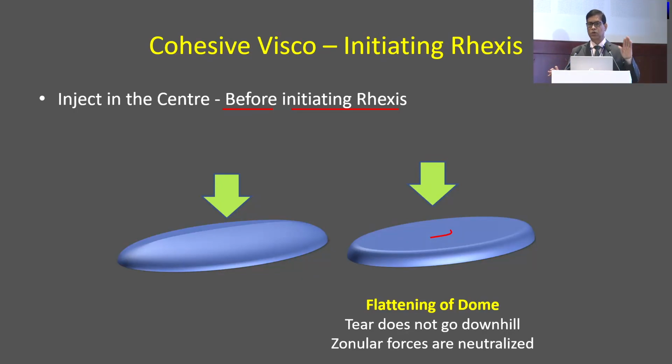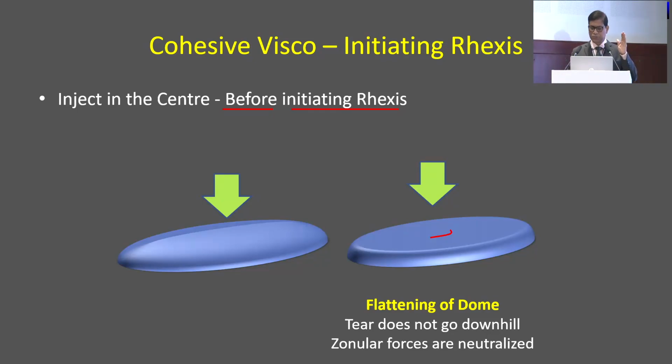If you're injecting cohesive viscoelastic during initiation of rhexis, the purpose is to inject it in the center so that you flatten the anterior capsule. The purpose is you flatten the dome, the tear does not run downhill. Zonular forces are neutralized.